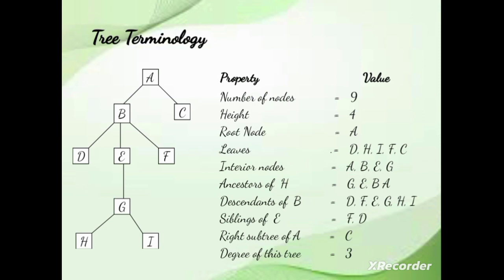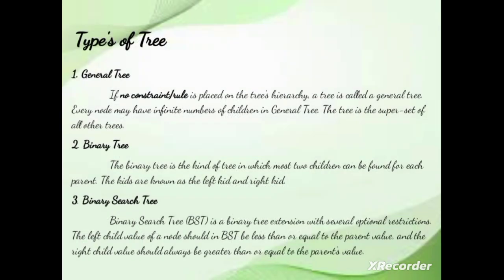This information collectively provides a detailed overview of the tree, including its size, structure, height, root node, leaves, interior nodes, relationships, and specific characteristics such as the right subtree and degree. Types of tree. General tree.